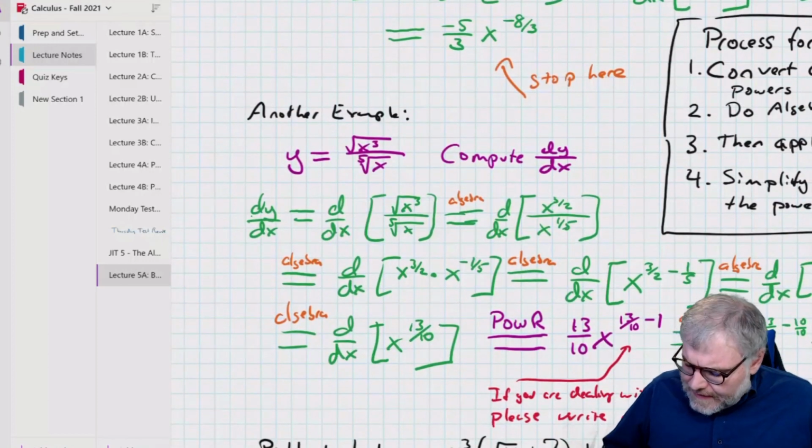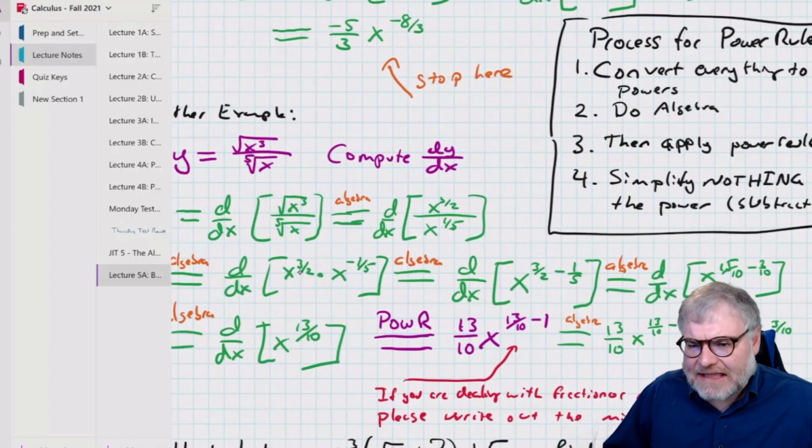Okay, let's look at this one. y equals the square root of x cubed over the 5th root of x. So what I'm going to do here is convert everything to power form again. So this will become x to the 3/2 over x to the 1/5. Then I'm going to move the bottom to the top, and then with algebra, I'm going to combine the exponents.